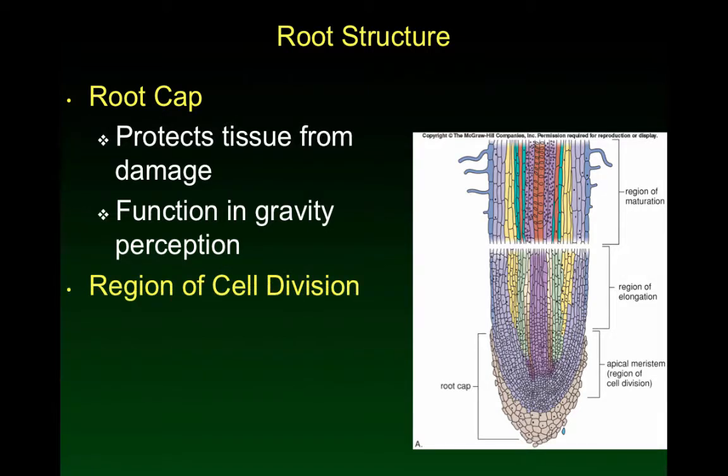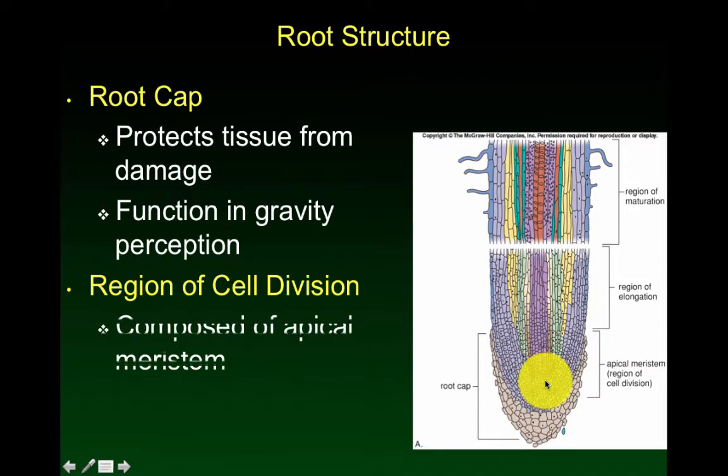So on this very tip right here is the region of cell division, and it's composed of an apical meristem. So an apical meristem is a region where cells are actually dividing, and they're just producing tons of new cells. So here it is, apical meristem, region of cell division. So this is how the root grows, by producing new cells.